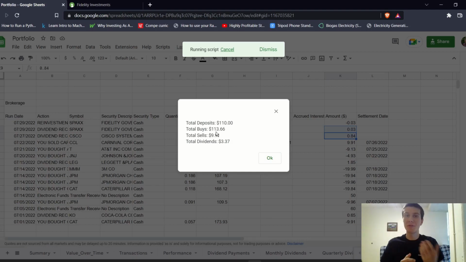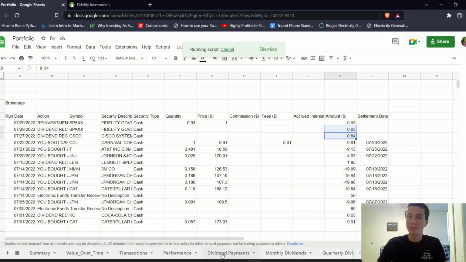So the script just finished running, and it finished a lot quicker than I was expecting. But this month, as it shows, we deposited $110. So we made our normal $60 deposit, and then we deposited an extra $50 just to have some more capital to deploy. And we made buys of about $113.66. We actually sold one stock, which was about $9.91, not too much there. And then dividends received was about $3.37, which is super exciting.